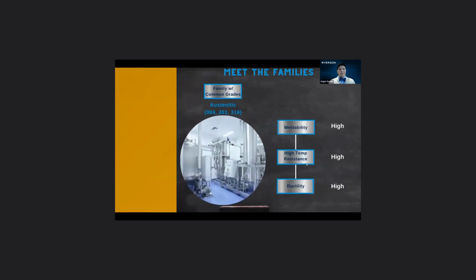Austenitic stainless starts our journey, and these are typically seen as 2 and 3 series stainless grades. 201, 304, 316, for example. You can see on the slide that these grades are highly weldable, they're ductile, and they can resist high temperatures. Austenitic alloys contain a higher percentage of nickel and chromium, and also the addition of austenite.